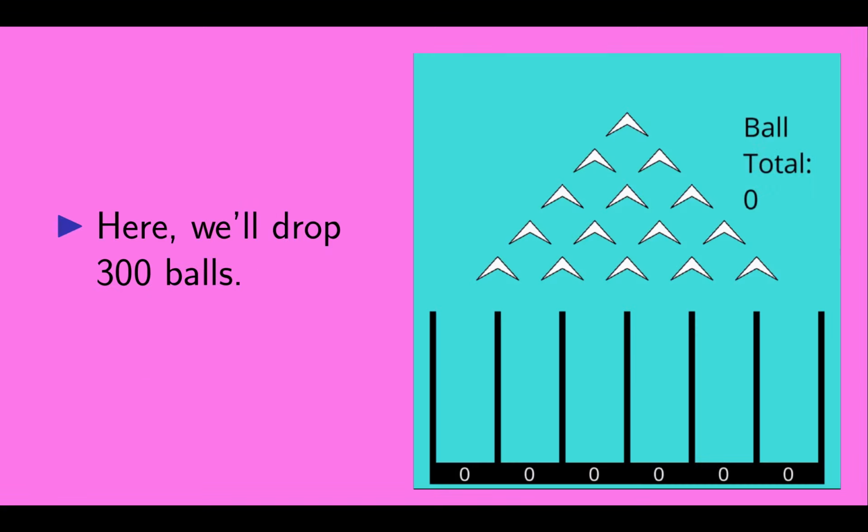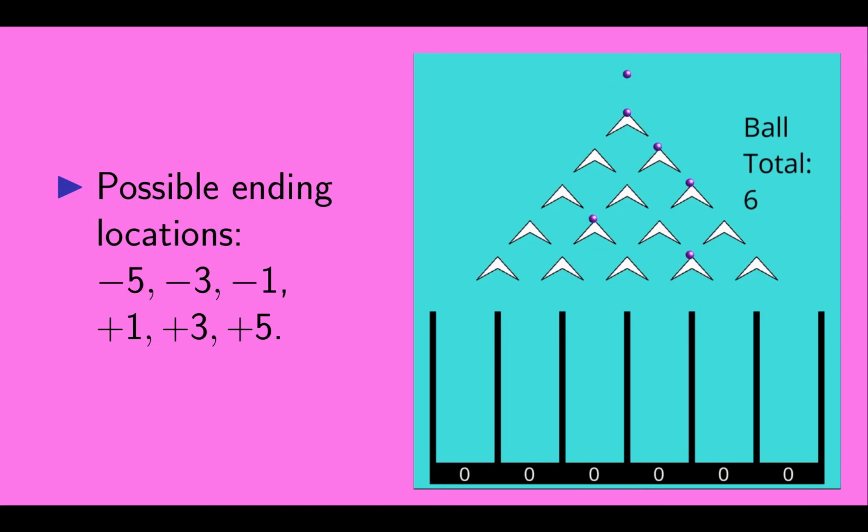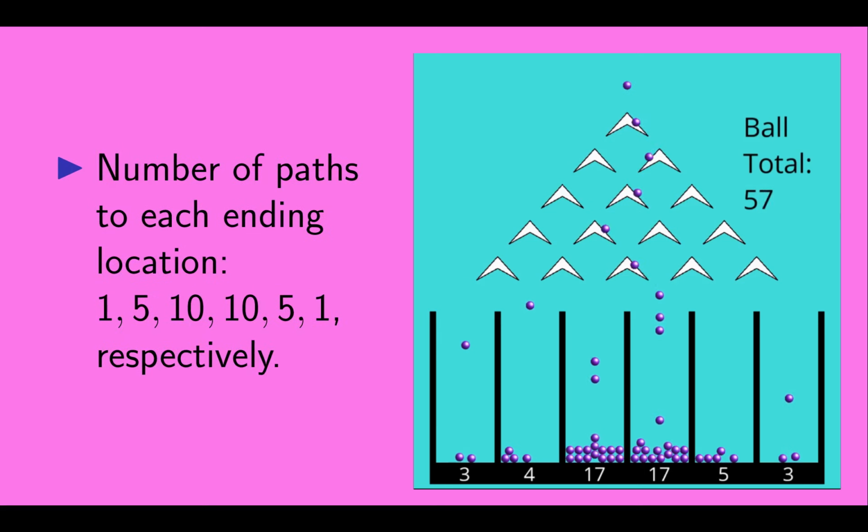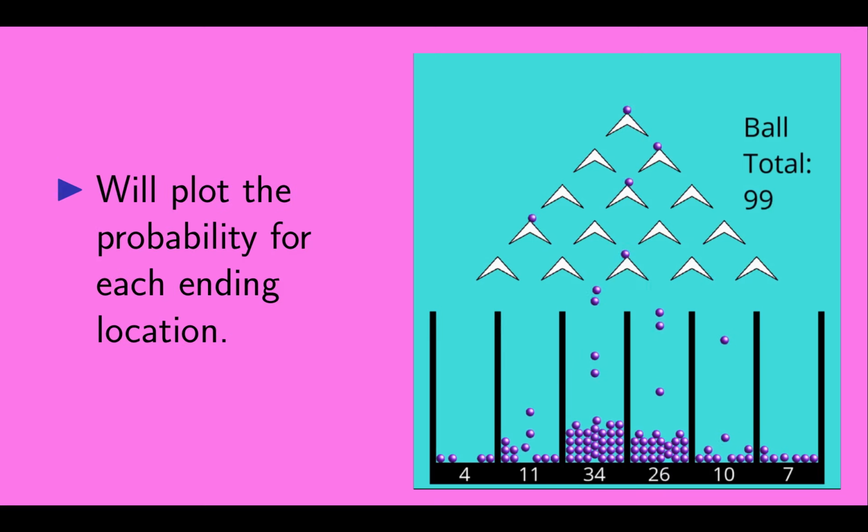Okay, let's move on to the 5-step random walk. Here we'll drop 300 balls. The possible ending locations range from x equals -5 to x equals +5 in steps of 2. It's now getting too complicated to show all 2 to the 5th, or 32, paths, but we'll say that the numbers of paths leading to the possible ending locations are 1, 5, 10, 10, 5, and 1, respectively. We'll plot the probability as a function of ending location.